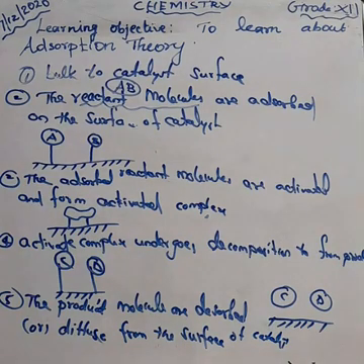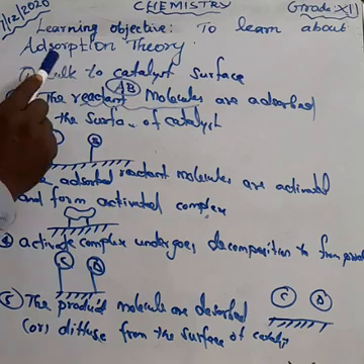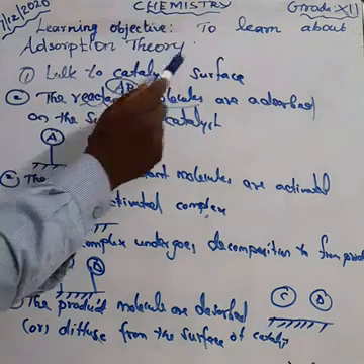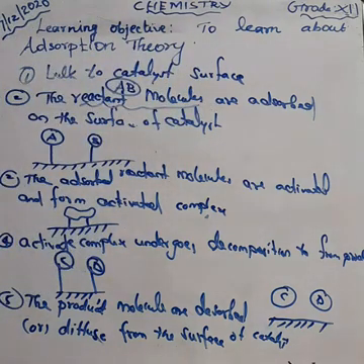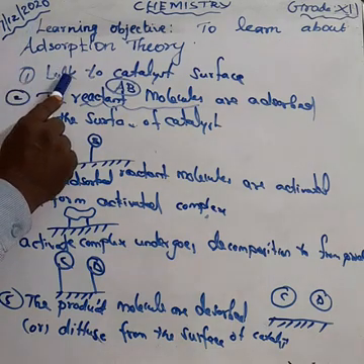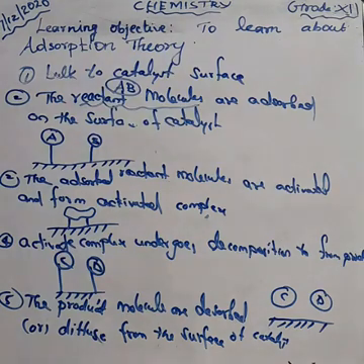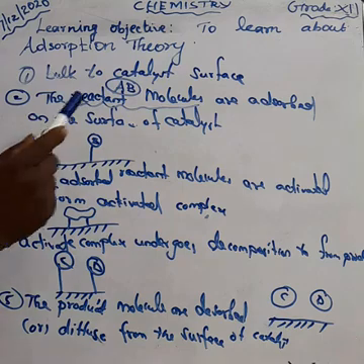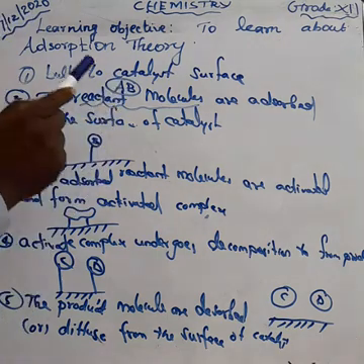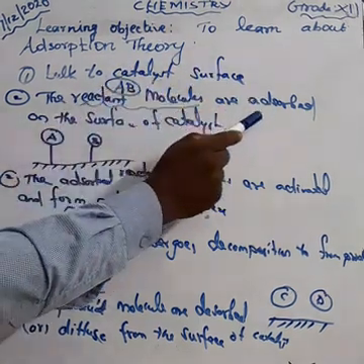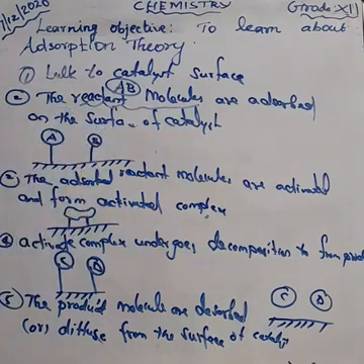Here, what is the first point? The first point is the reaction molecules diffuse from the bulk to the catalyst surface. What is the second point? Let us consider the reactant molecule is AB. The reactant molecules AB are adsorbed on the surface of the catalyst.